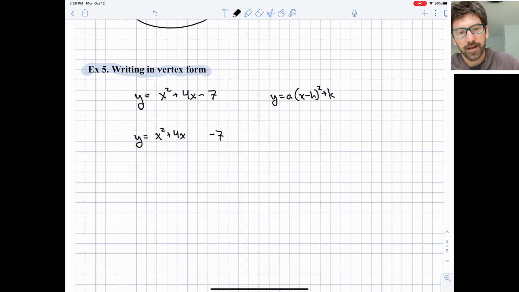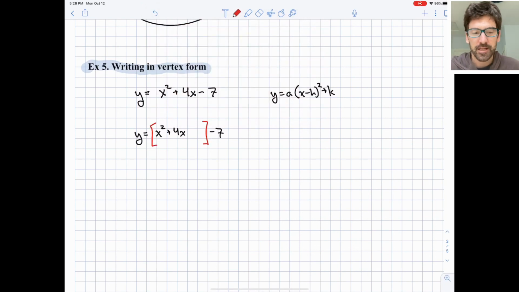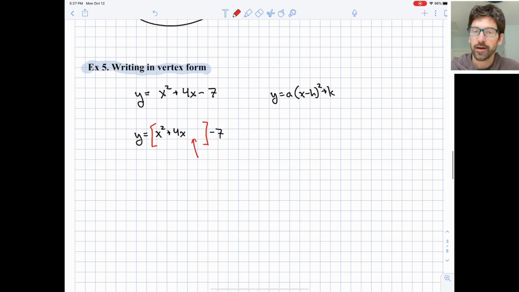Okay, and now I am thinking, for that piece of my equation, what could I add in right there to make it a perfect square? And I could add in a 4. I'm going to take that 4x that I'm given, chop the 4 in half to get a 2, and square it to get a 4. Okay, so I added 4 to the right side of my equation.